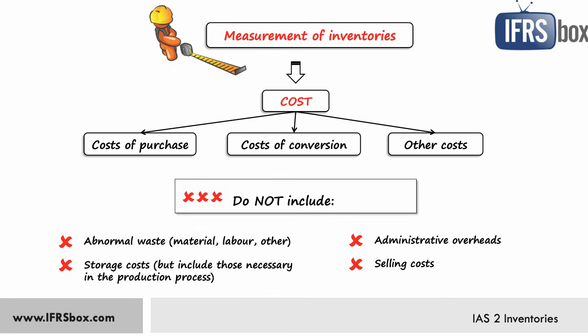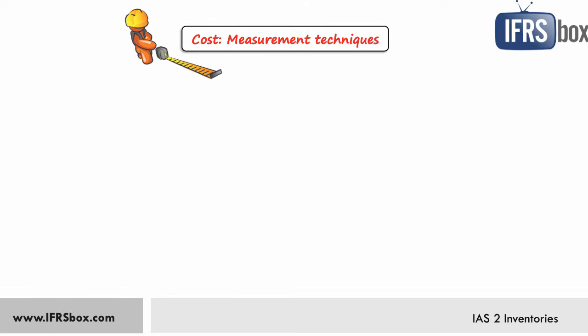Then IAS 2 permits certain measurement techniques. Well, it is simply a method to approximate cost of inventories for convenience. And these techniques are used when the items are small, in large quantities, and it would be very impractical and difficult to set the unit costs. IAS 2 permits two measurement techniques.